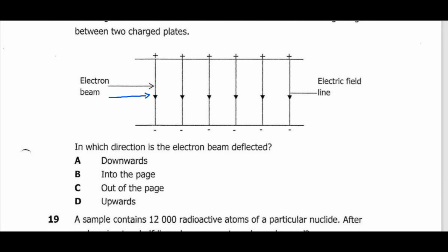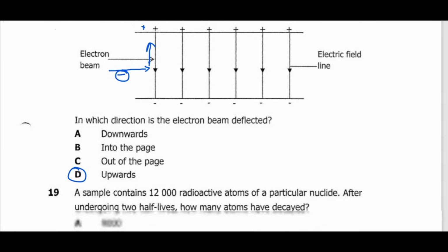So here the deflection will be in this direction. Why? Because you know that electrons have a negative charge, and here we have a positive, so there will be that attraction, so they will deflect upwards.